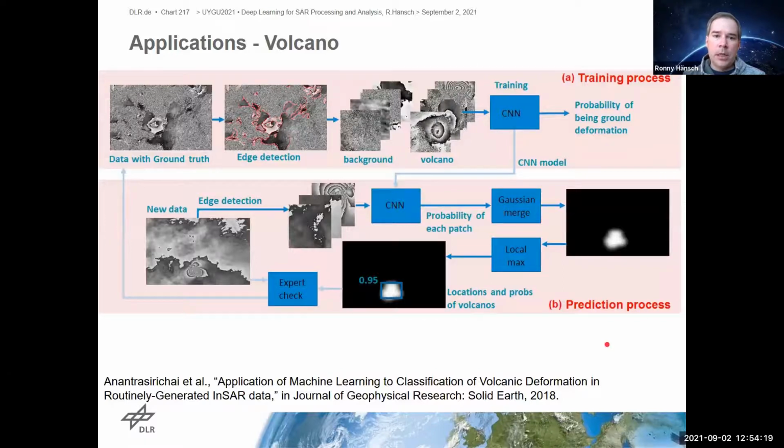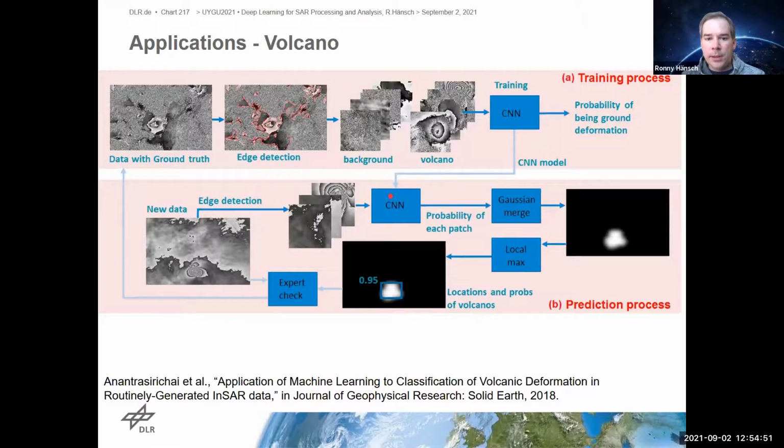Another application is volcanoes and automatic monitoring of volcanoes. Here they used a CNN to detect deformations of volcanoes. They started with interferograms. They did an edge detection of the interferograms, cut out certain regions based on the detected edges, containing negative samples and positive samples of volcanoes. This is how they trained the neural network on detecting whether there is a ground deformation or not.